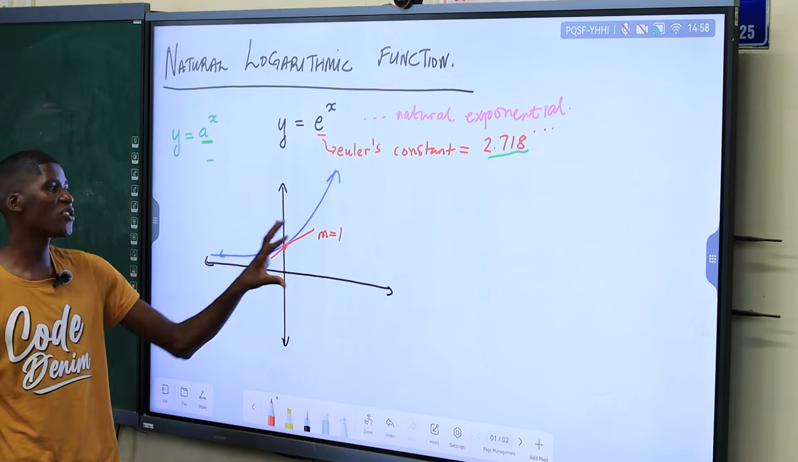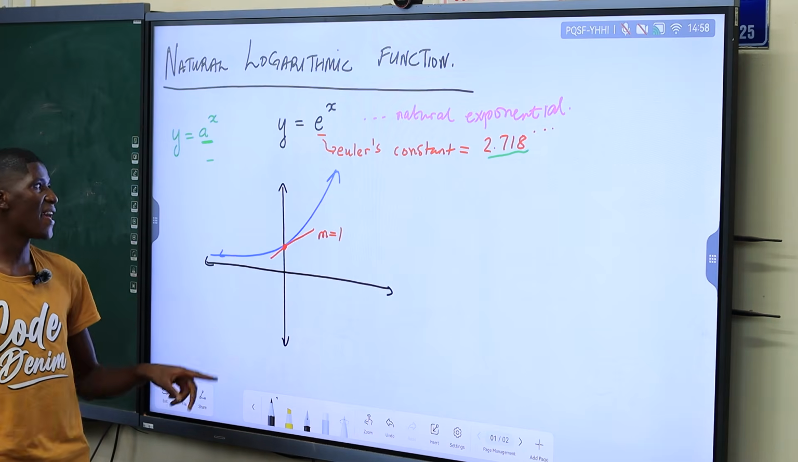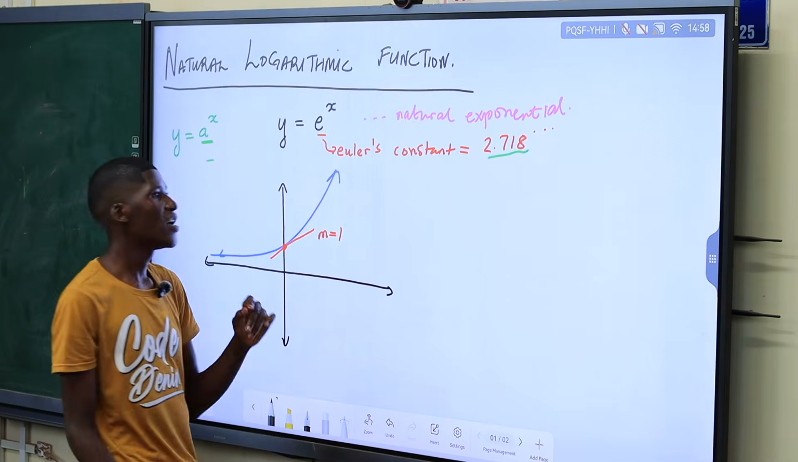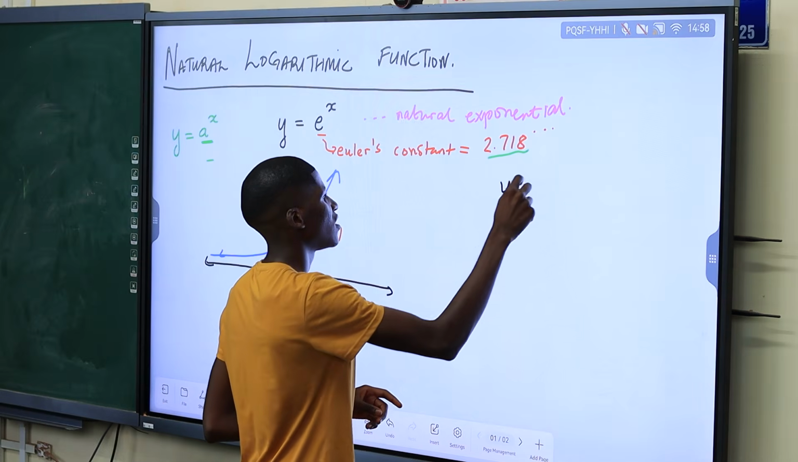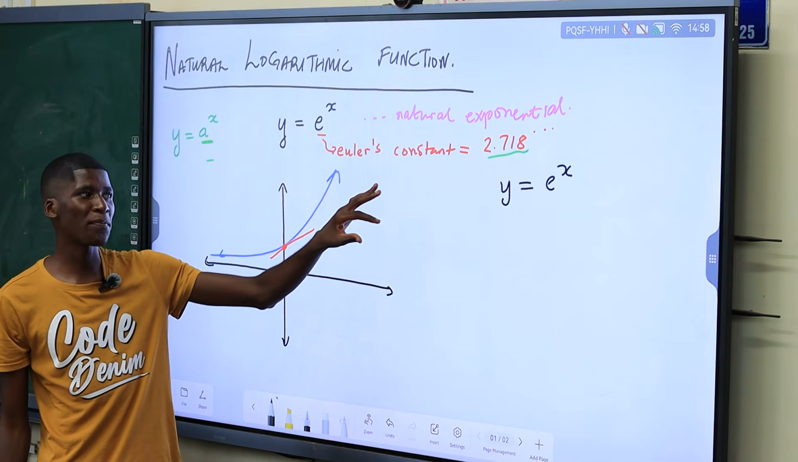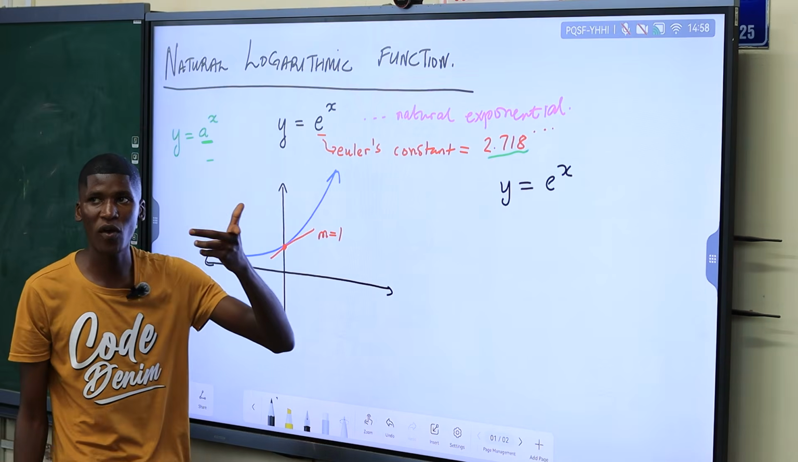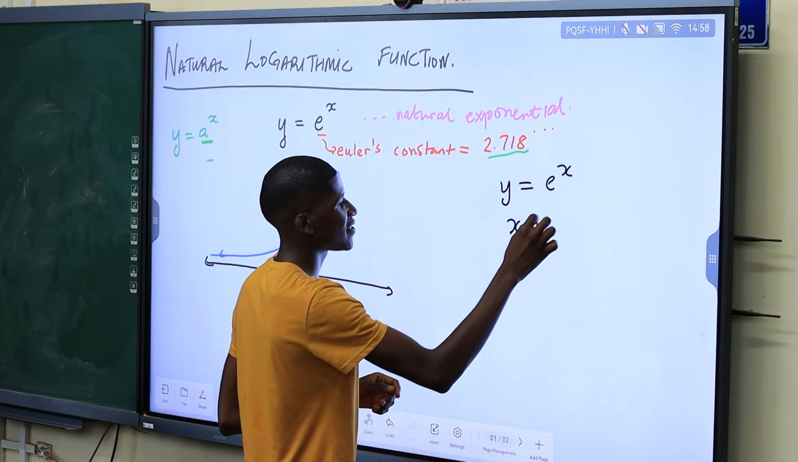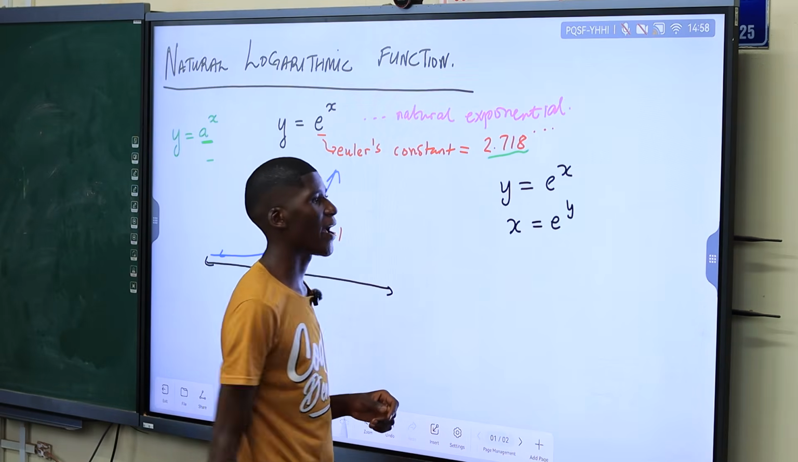So we start with a natural exponential function, and then we try to find its inverse. So that is y is equal to e to the power of x. As for finding the inverse function, it is still the same standard procedure: interchange x and y. So this is going to be x is equal to e to the power y.